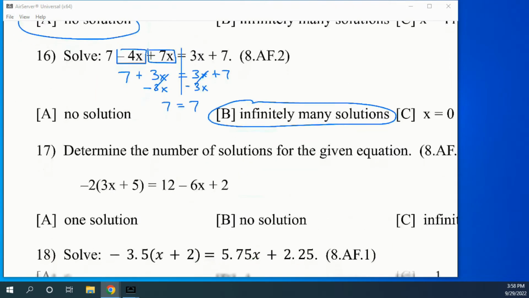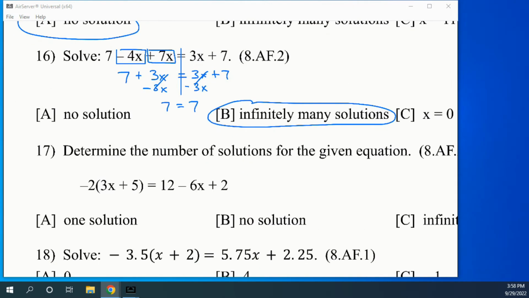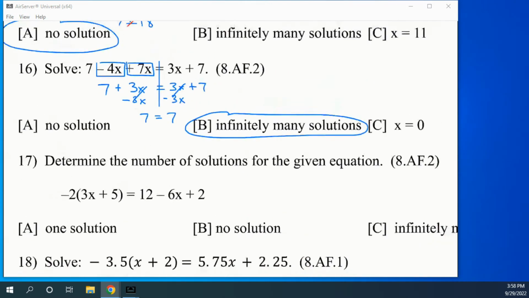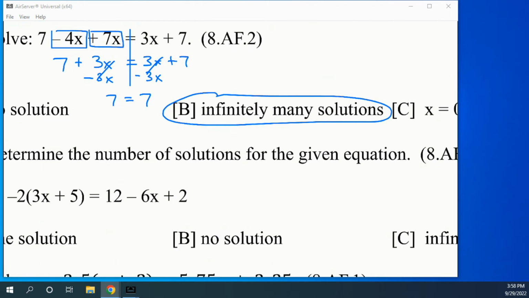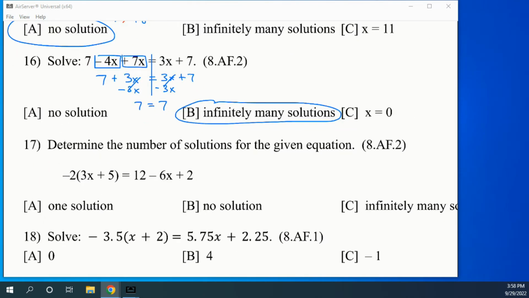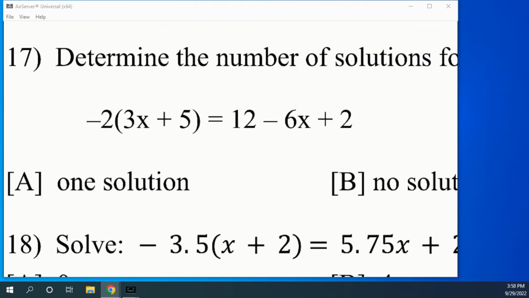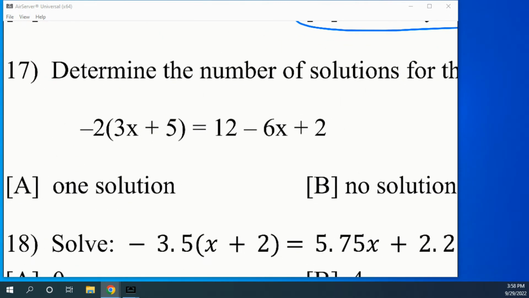Number 17. I'm going to maybe rewrite this one. Well, maybe not. Okay, so 17 is just asking to determine the number of solutions. So it's not even asking us to really solve it. It's asking us to see how many solutions we have. So I'm not going to do more work than I need to do on this. I'm going to start by distributing.